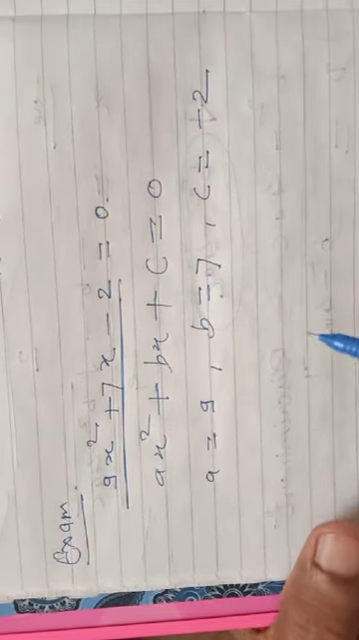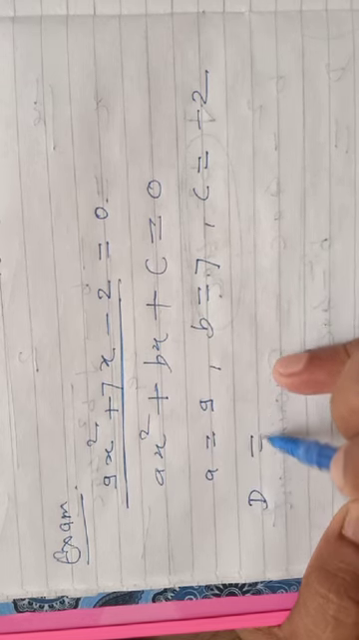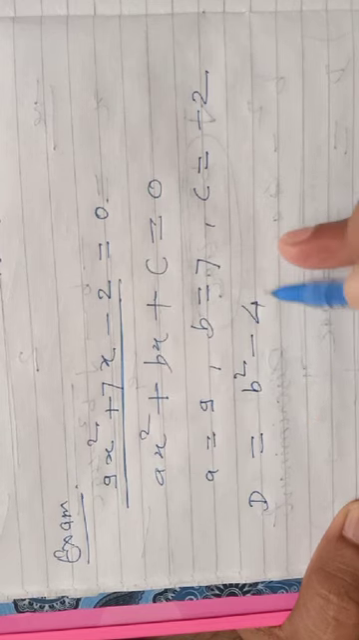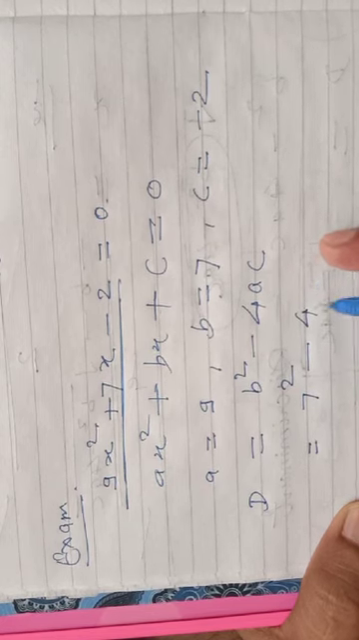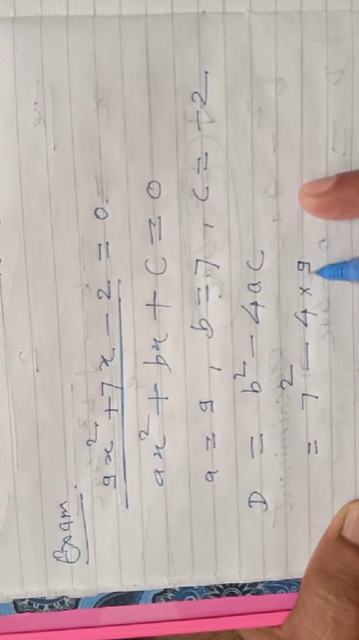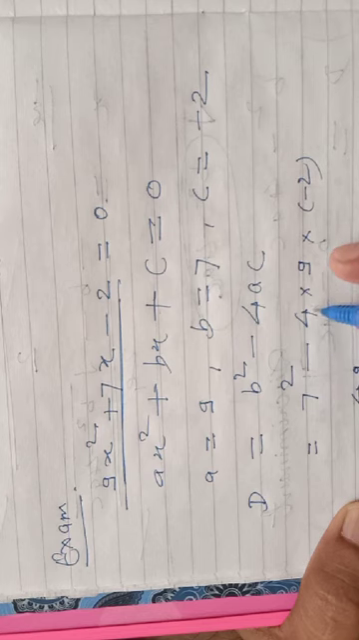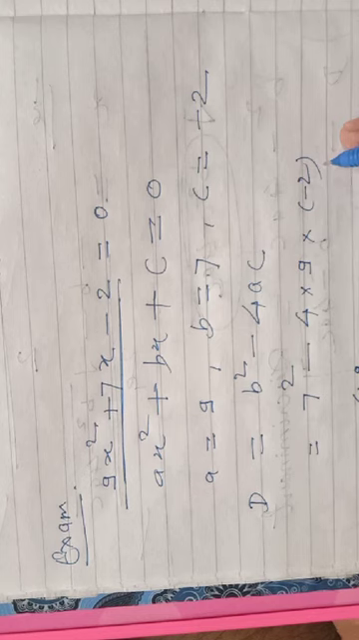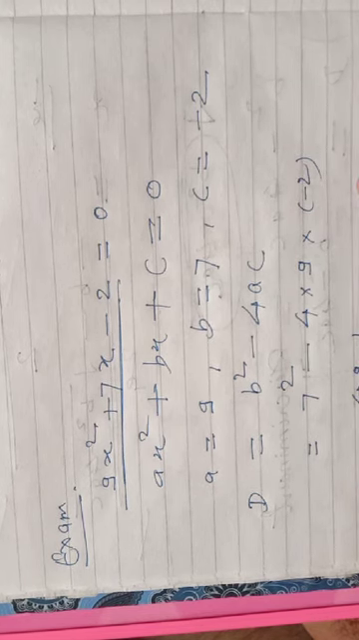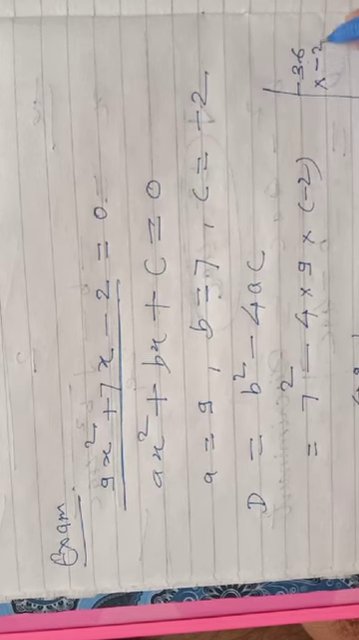Now find the value of discriminant. What is discriminant? D is equal to b square minus 4ac. Value of b here, 7 squared, minus 4, value of a 9, and value of c minus 2. 7 7s are 49, minus 4 9s are 36, minus 36 into minus 2, that will be plus. Minus 36 multiply minus 2.